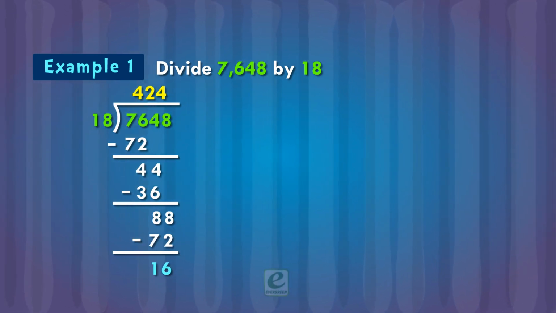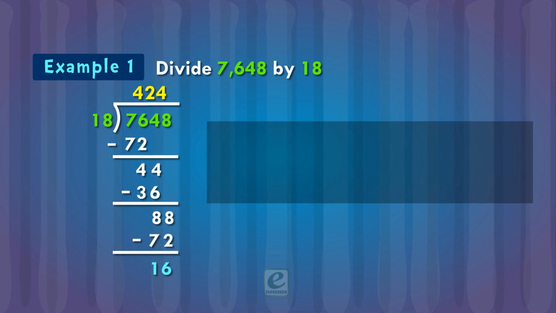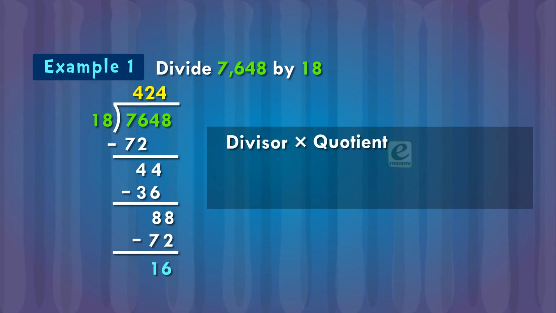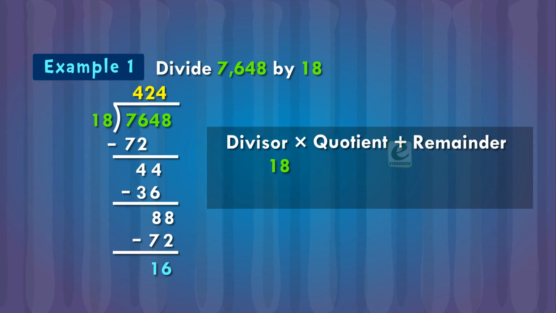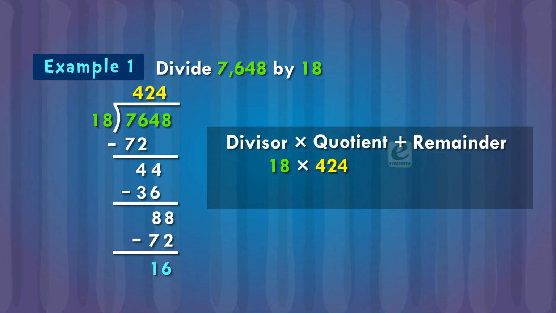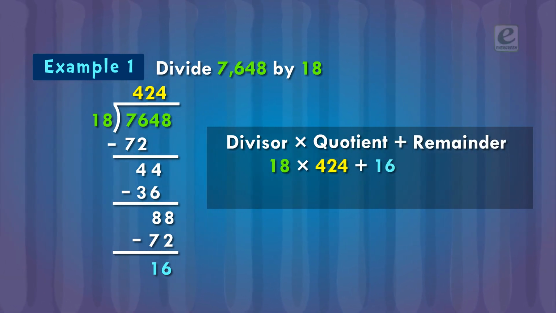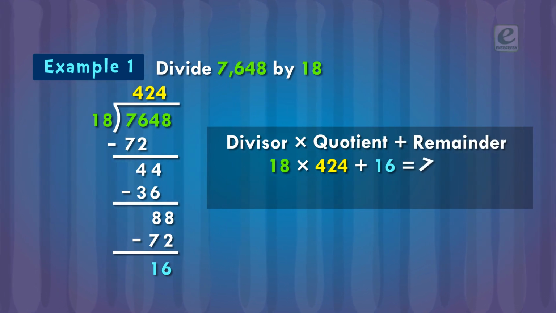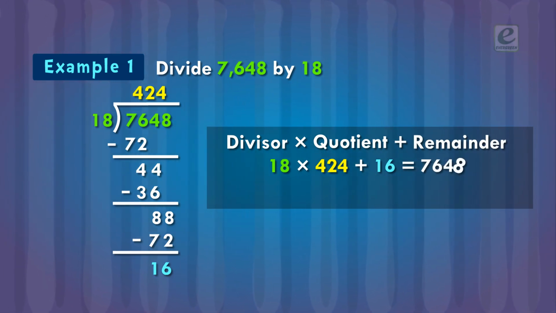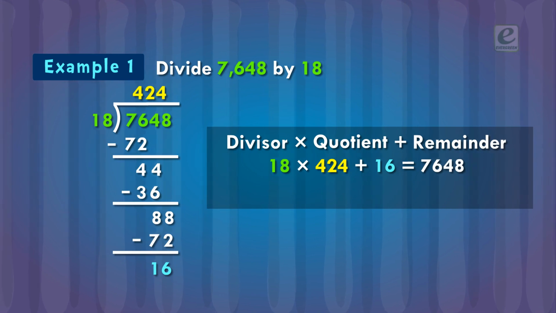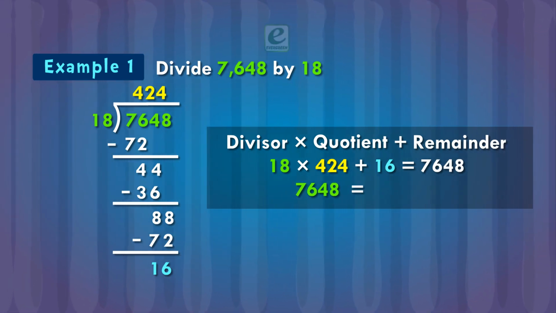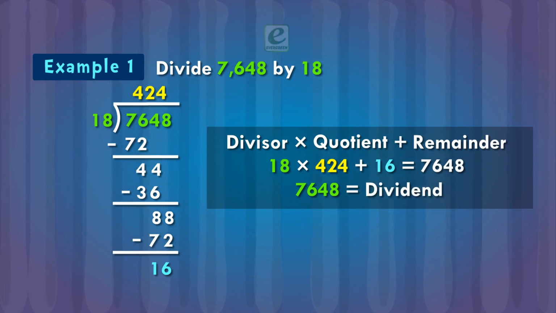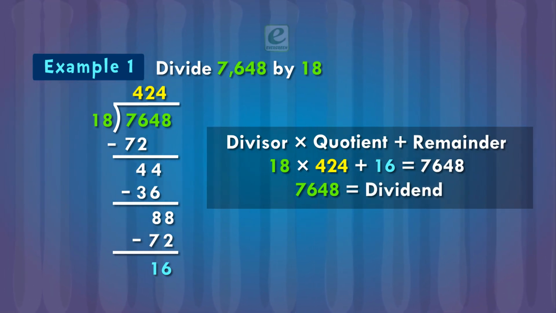Now, let's do verification. Divisor into quotient plus remainder. 18 into 424 plus 16 is equal to 7,648. We get 7,648, which is the dividend. Thus, division is verified.